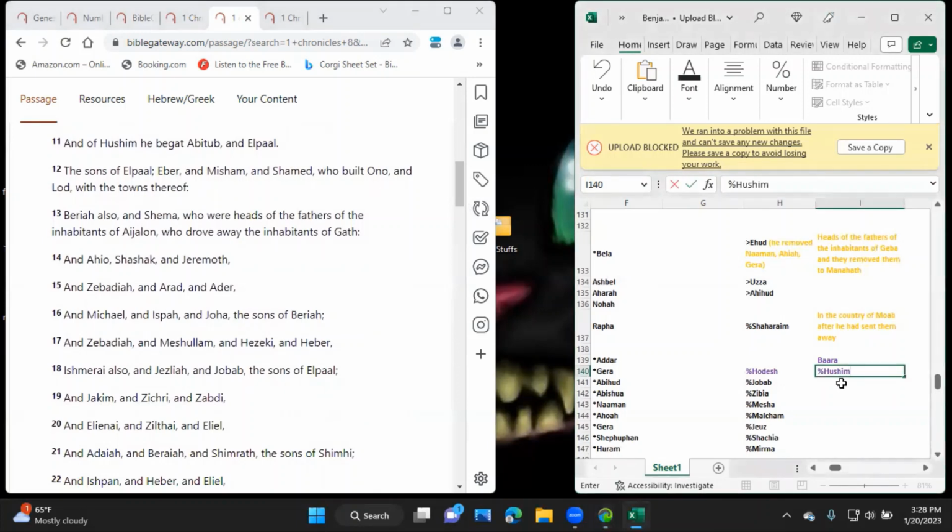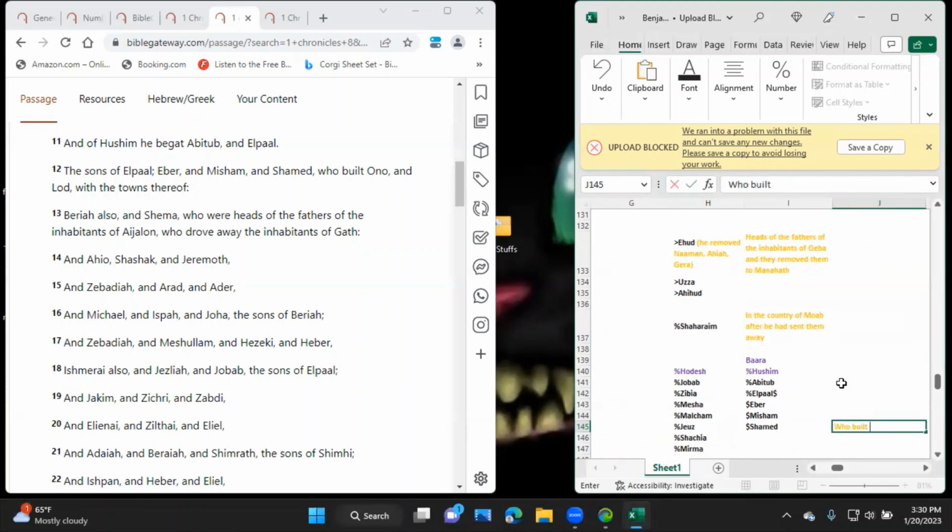Hushim begat two sons, Abitub and Elpaal. The sons of Elpaal, verse 12: Eber, Misham, Shamed, who built Ono and Lod with the towns thereof. Verse 13, and Beriah also, and Shema, who were the heads of the fathers of the inhabitants of Aijalon, who drove out the inhabitants of Gath.